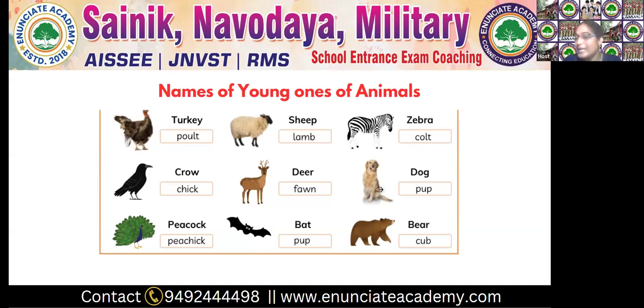The baby dog is called pup, or puppy. And the young one of bear, lion and tiger are called cubs.